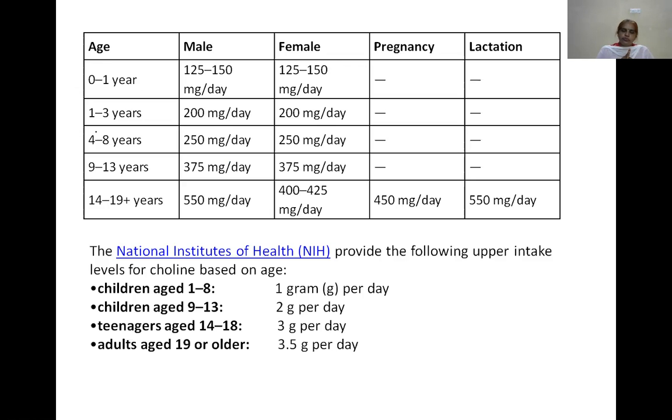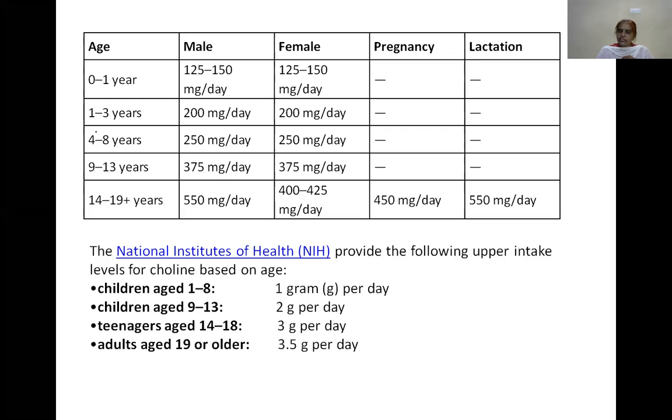Between 1 to 3 years, males and females both require the same amount, that is 200 milligrams per day. Between 4 to 8 years, males and females require about 250 milligrams per day of choline. About 9 to 13 years, both male and female require about 375 milligrams per day.